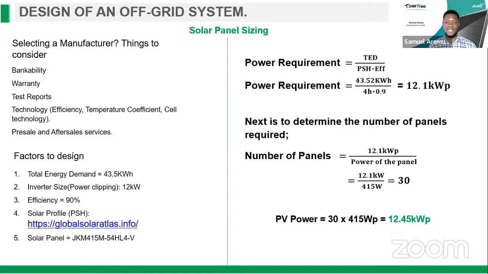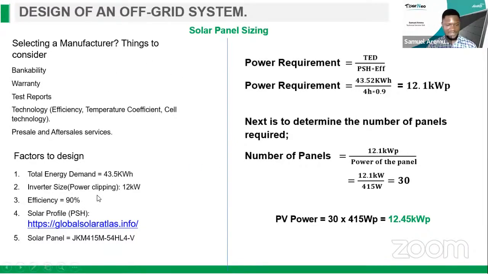Let's say the inverter can actually take, you see in the data sheet that the inverter can take probably 12 kilowatts or 10 kilowatts. That means it's going to clip the excess power or excess energy produced by the solar PV. That means you shouldn't ignore power clipping when sizing your PV or when sizing your inverter.